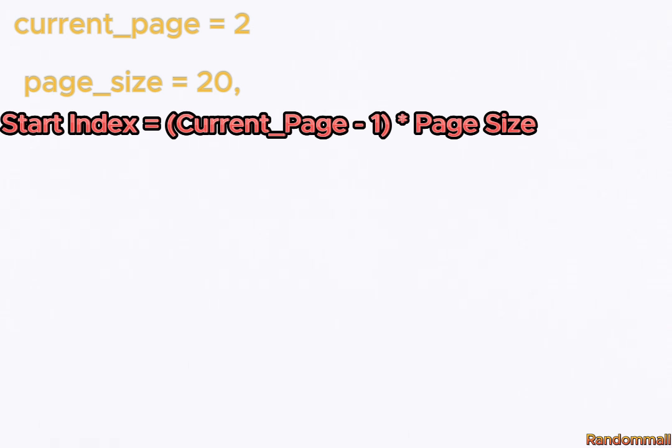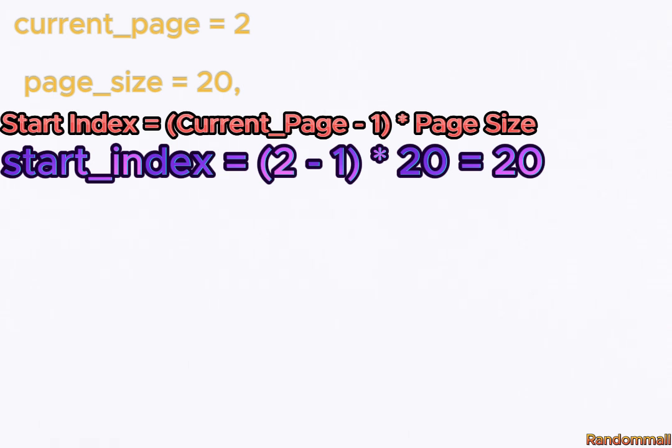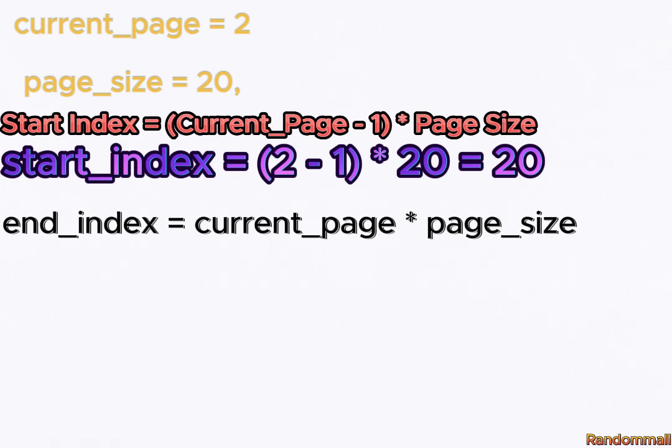Let me just refresh our memory. When provided with the current page and page size, we can calculate the start and end index. For example, if the current page is 2 and the page size is 20, the start index is going to be the current page subtracted by 1 and then multiplied by the page size. That is, the start index is going to be (2 minus 1) multiplied by 20, and the end index is going to be the current page multiplied by the page size.